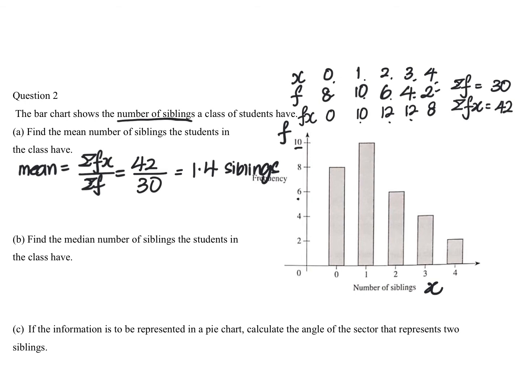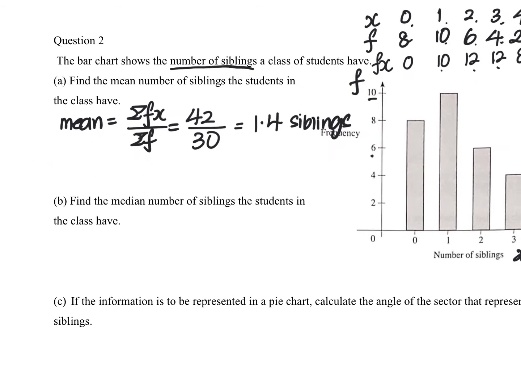So this 1.4 is actually important. You leave it as the exact value. Do not round up or round down to the nearest integer. Leave it as 1.4. Okay?